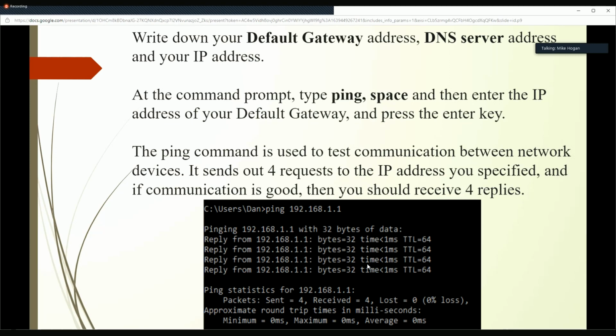You're going to see this is basically four packets that have gone out, and then they have returned in less than 1 millisecond. And so it validates the fact that yes, you have connectivity. These packets are going out and being sent back. Four sent, four received, zero lost.